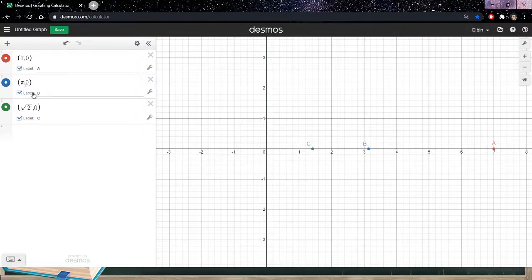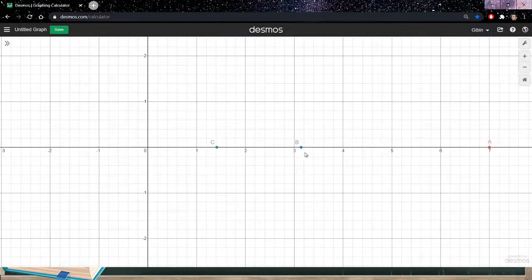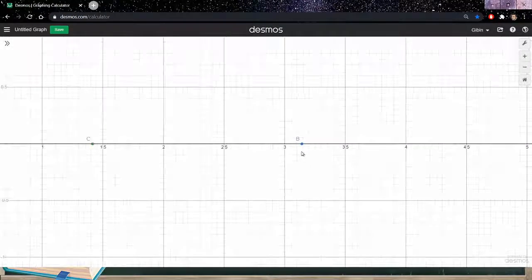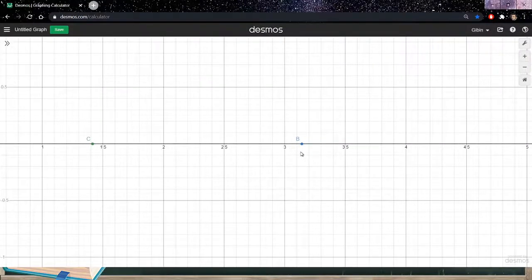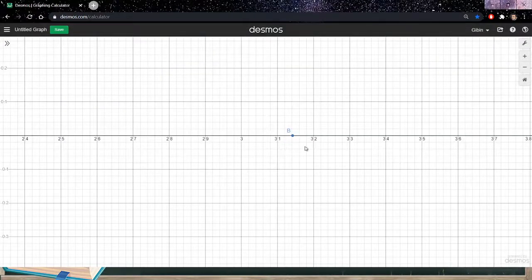Let's look at pi. I have labeled pi as B. Where is B? B is here. Okay, let us go and see. Look at B. This is pi. Now you remember pi's value was around 3.14 and so on, right? So it comes between 3 and 3.5. Let us go. It comes between 3.1 and 3.2.